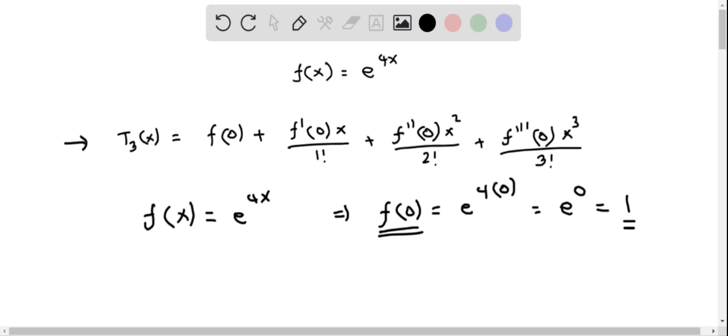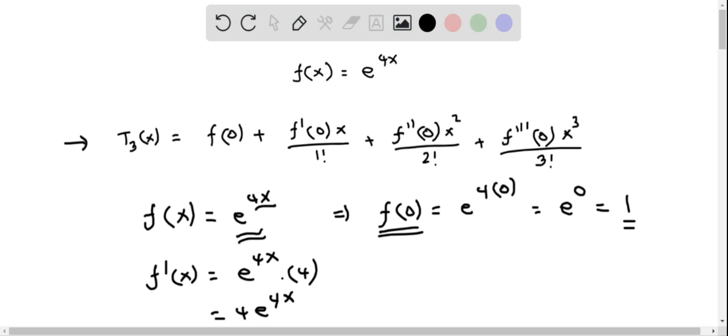Now let's find the first derivative of f of x, that is f prime of x. And this equals, we have to find the derivative of e to the power of 4x. So the derivative of e to the power of 4x is e to the power of 4x. And then when you apply the chain rule to find the derivative of 4x, we get this 4. So it is 4 times e raised to the power of 4x. And this is the derivative of f of x, that is f prime of x.